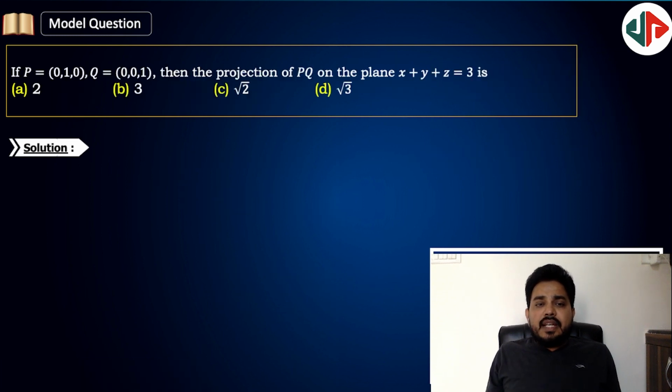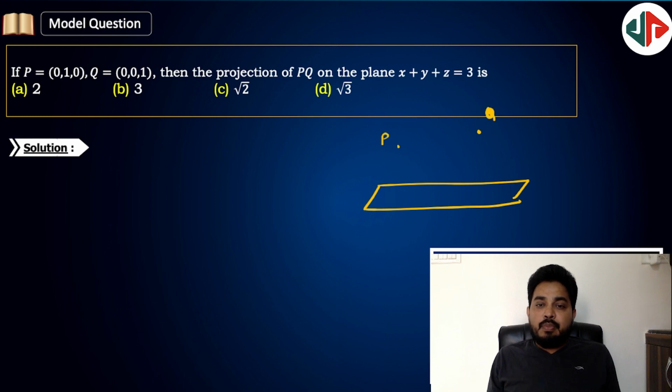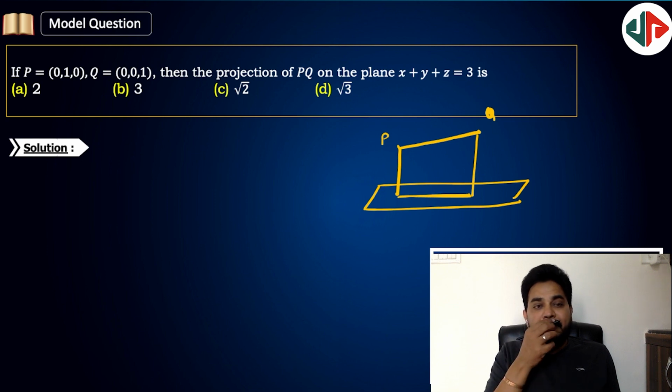P and Q are given. The projection of PQ on this one. So this is the plane, and here P is here, Q is there. Projection of PQ. So where is the foot of the perpendicular here? This distance I need.